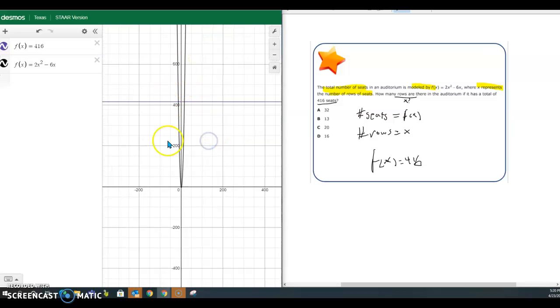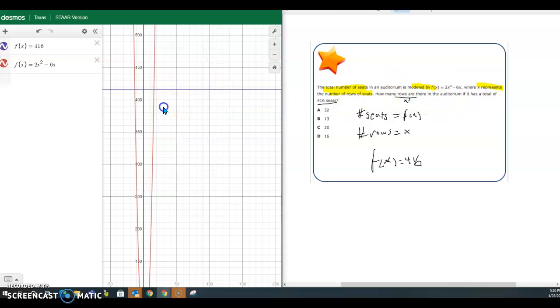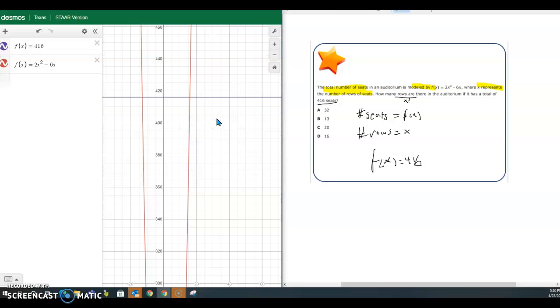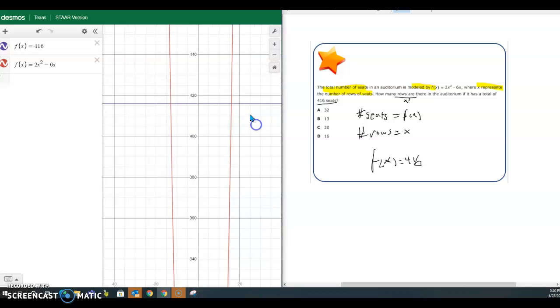Now I can see two lines. I have this parabola. Let me change the color so it's easy to tell. Have that parabola in red and then that straight line in blue. So how many rows is there in an auditorium of 416 seats? I need to find the solution to the system, or where they cross. So they actually cross at 2 points, this point and this point.